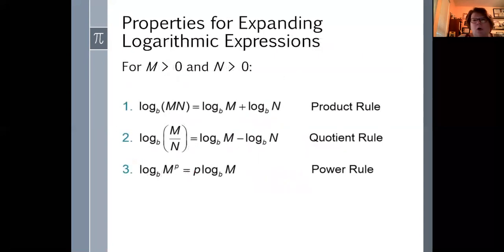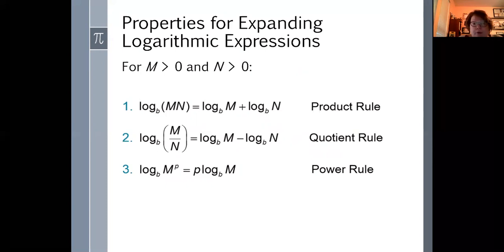All right, so the properties for logarithms are: the log base b of m times n is equivalent to the log base b of m plus the log base b of n. That's the product rule. The second property, the log base b of m divided by n, is the log base b of m minus the log base b of n.